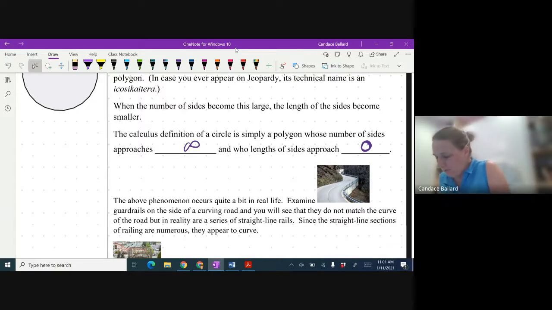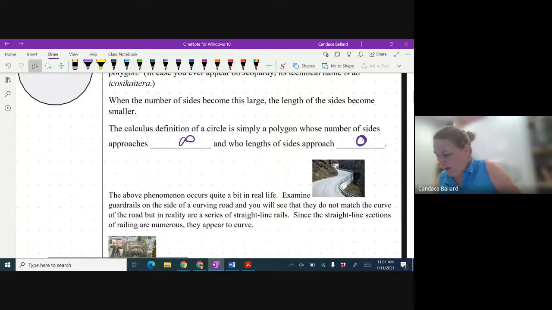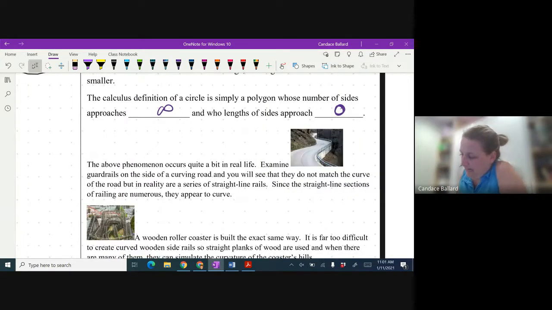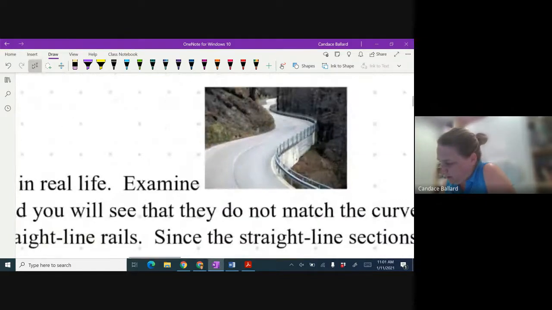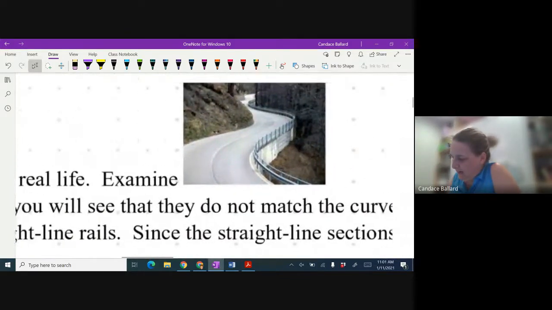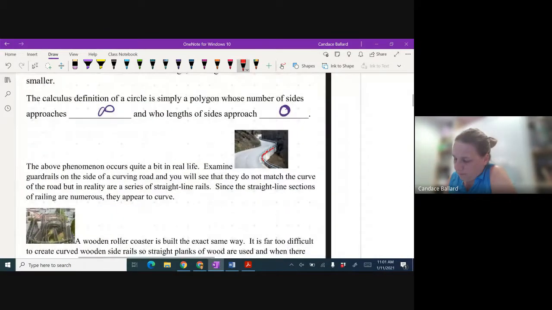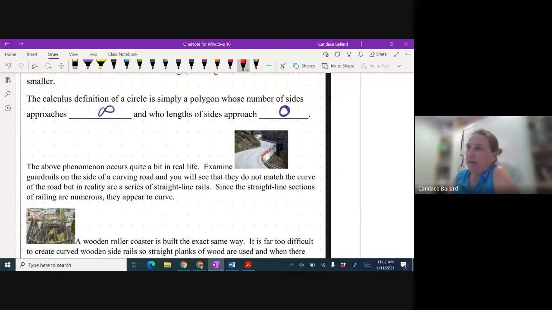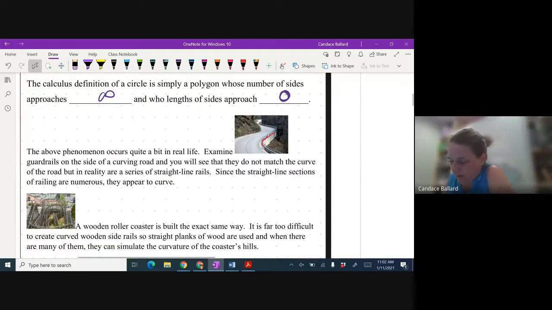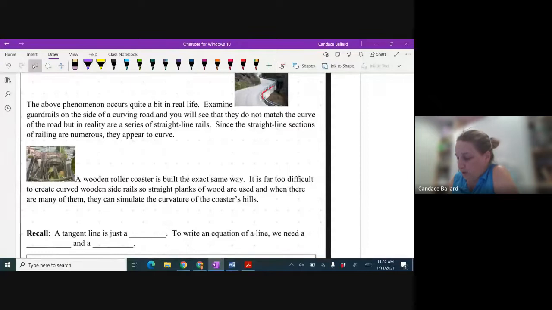Okay, so the phenomenon occurs quite a bit in real life. Examine the guardrails on the side of the curving road. So if I zoom in on this, you're going to notice that they don't actually match the curve. They're actually all little lines, right? If I were to draw this on here, they're just little lines. And when I put those little lines together, they're just angled just a little bit more, but they kind of look like a curve. So they're really a series of straight rails, and since the straight rail sections of railing are numerous, they appear to curve.